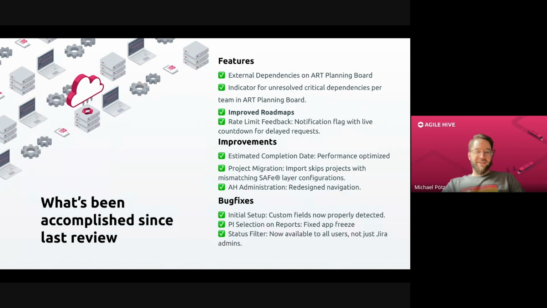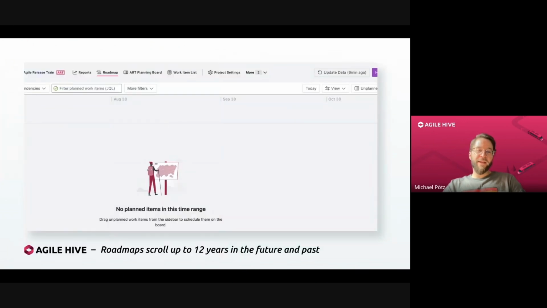Another topic, one that I had to cut down to fit here on the list. Actually, we improved our roadmaps quite a bit. In the past, it was only possible to scroll into the future for like 2 years and not in the past. As you can see here from my example screenshot, I scrolled about 12 years into the future, and that's also possible in the past.